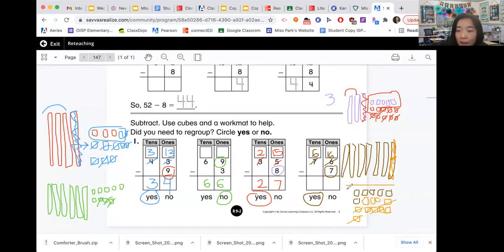How many do we have left? Do we have 6 brown and 3 orange? How much is that total? 9. And then what is 6 minus 0? 6. So what is our answer? What is 76 minus 7? 69. Very good, guys. All right, guess what? That is the end of reteaching. Let's move on to practice.